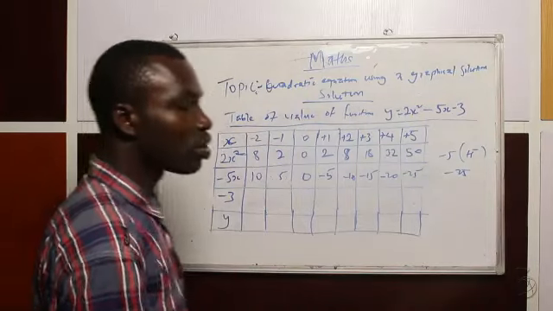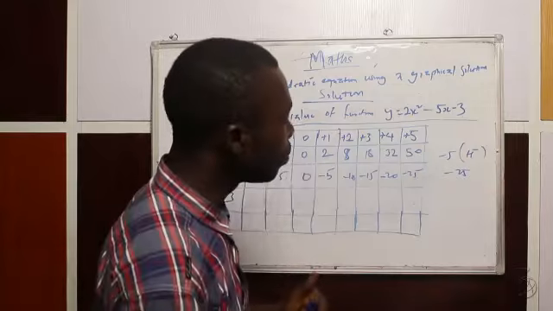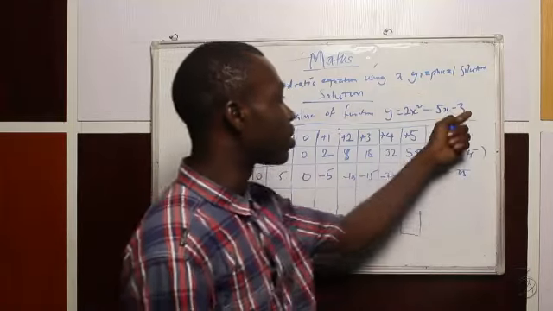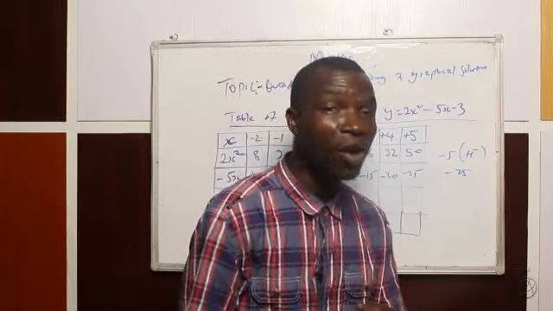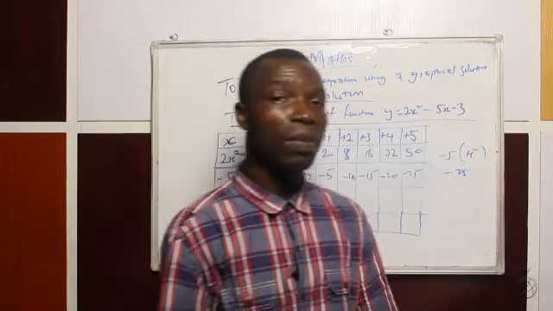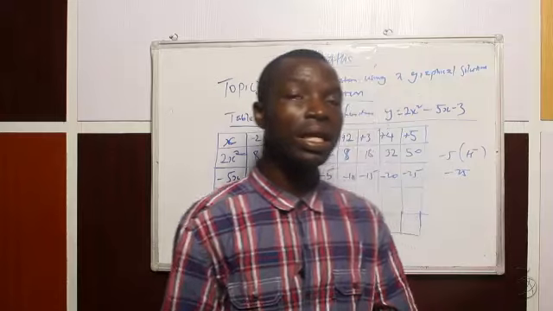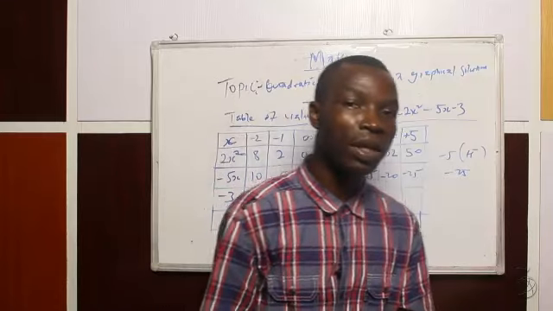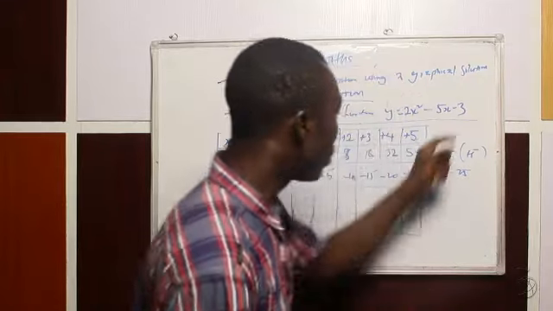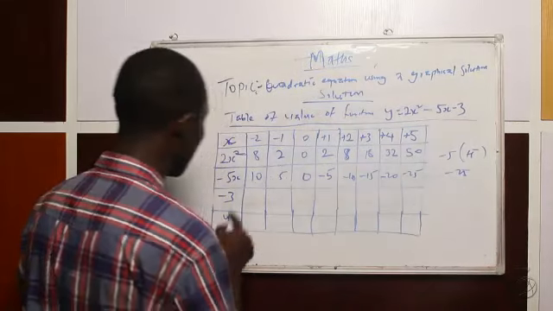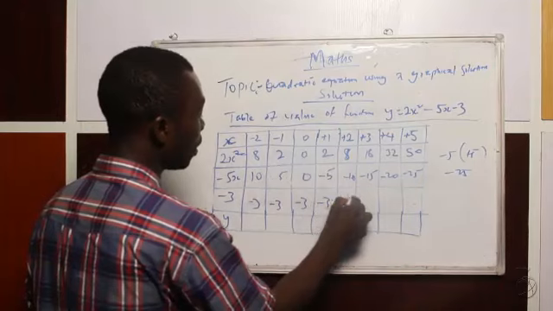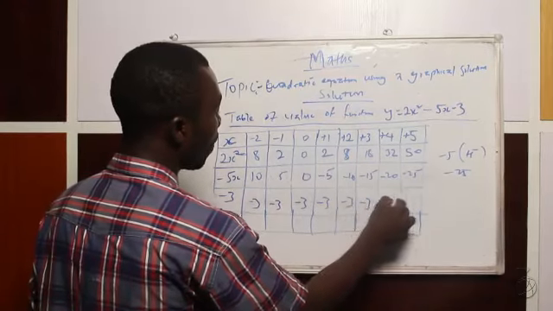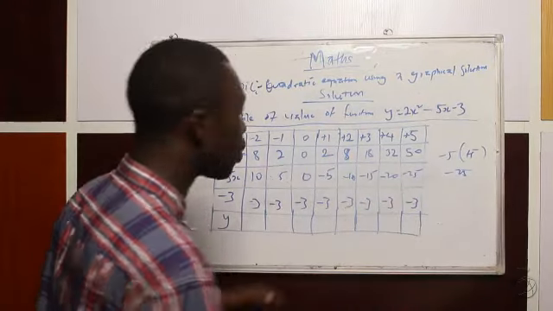Now I want us to see this so that we will not be confused about this equation. Minus 3 is the constant value in the quadratic equation. Remember our quadratic equation is ax squared plus bx plus c. Our plus c is the constant term in the quadratic equation, which is always constant. So therefore, what we do is that we just put minus 3 in every column, because it's a constant term.